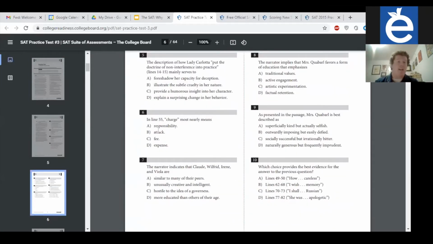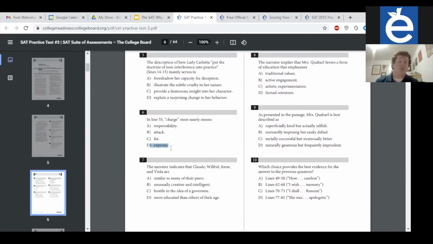Responsibility, attack, fee, or expense. Pretty directly, we can eliminate B, attack, and C, fee. Both of those, attack and fee, can mean the word charge in different contexts. So that's, again, why we want that placeholder, so we don't fall for homophones, meanings in different contexts, synonyms, etc. At least we know it's responsibility or expense. Worst case scenario, you get yourself into this position, you can guess. Now you've narrowed it down to a 1 in 2 chance of guessing. So that's why process of elimination is a great place to start.